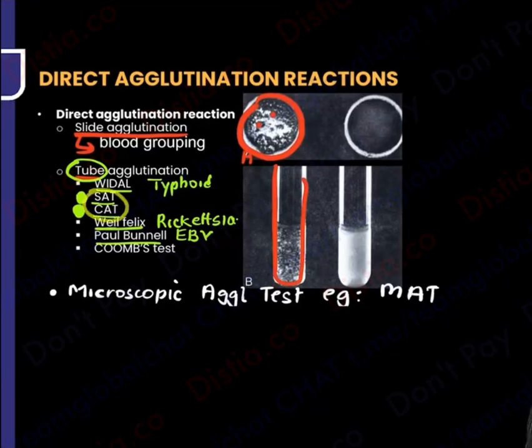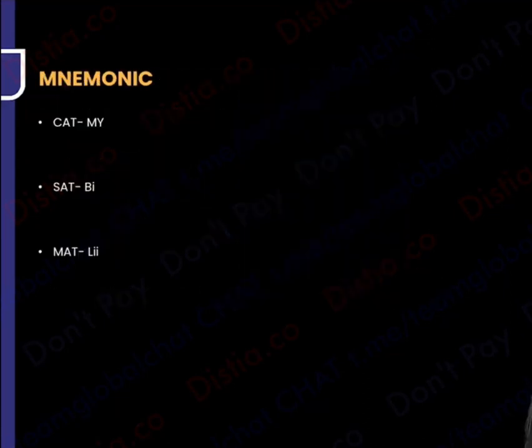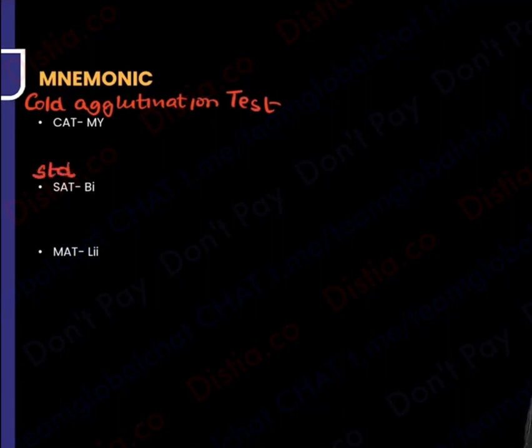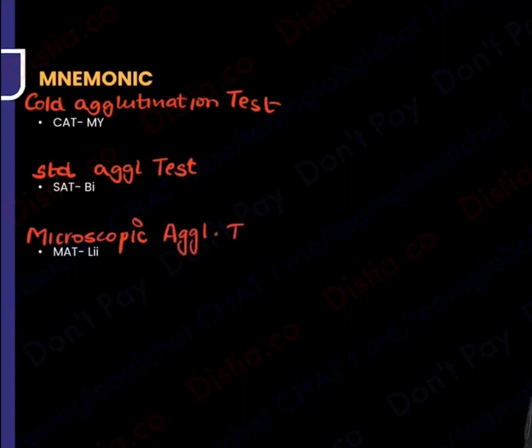So now you will obviously ask me, ma'am, what is this CAT, SAT, MAT that you're doing? Here you did SAT and CAT for tube agglutination. Here you're doing MAT for microscopic. So let me tell you, what is this CAT, SAT, MAT? First, the full form. The full forms are all agglutination tests, so AT always stands for agglutination test. CAT is cold agglutination test. SAT is standard agglutination test. And these are done in test tubes. M is for microscopic agglutination test. This is the one that is done under a microscope.